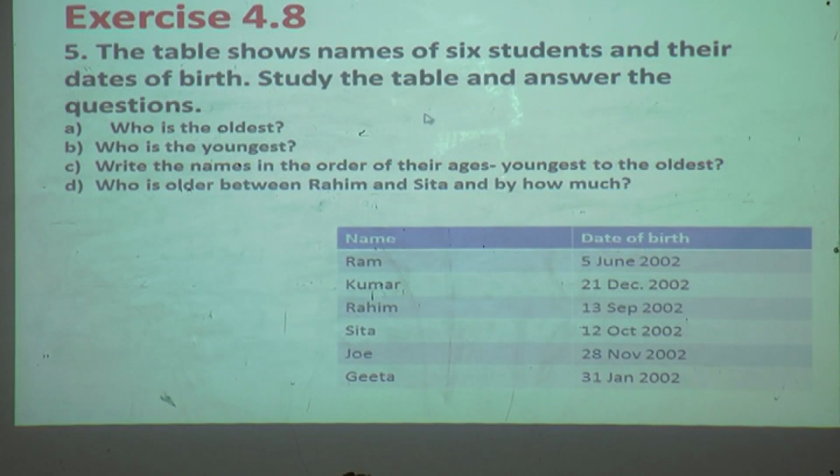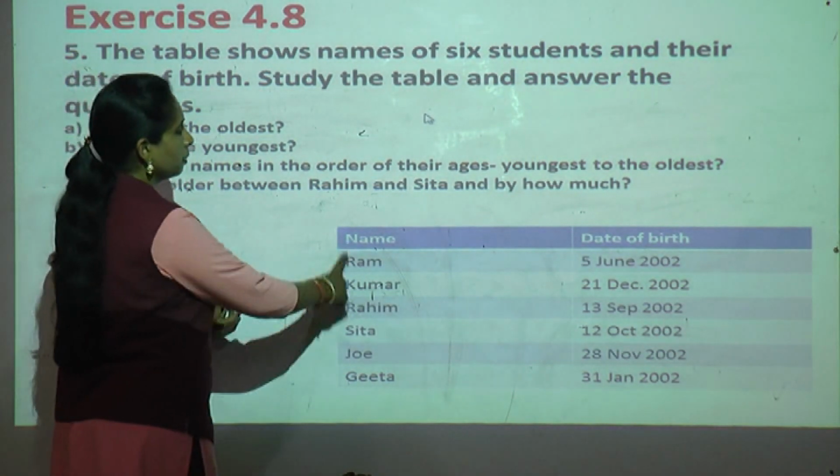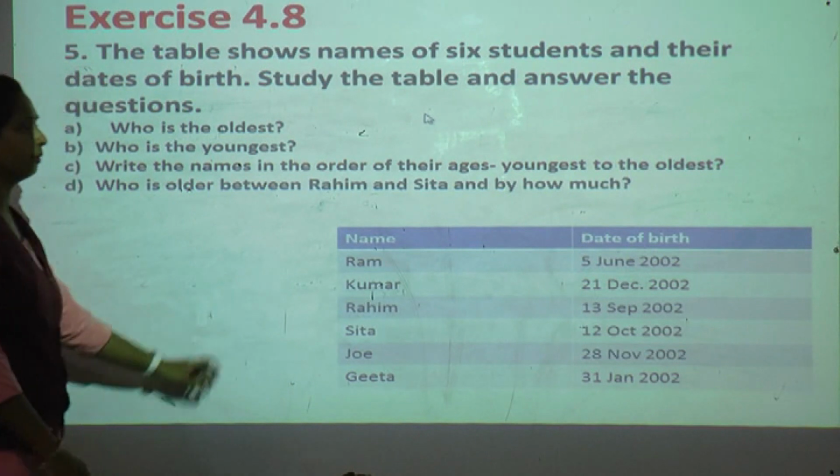See the fifth one. The table shows names of six students and their dates of birth. Study the table and answer the question. See, this is the table. Okay. The name of the student and their date of birth are given.